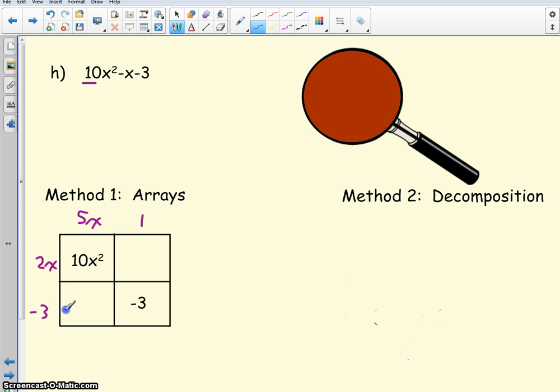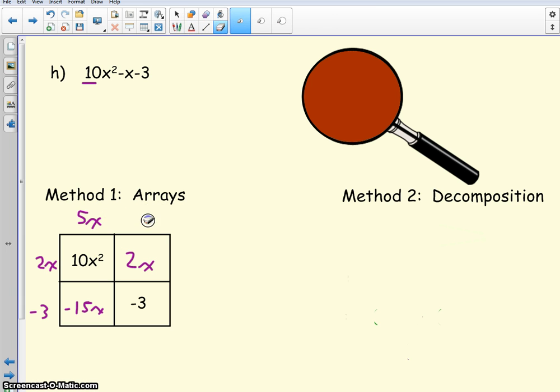So we have 5x times negative 3 gives me negative 15x. Okay, and 2x times 1 gives me 2x. So I put these together, add them together. Oh, I get negative 13x here, which is not what I have here. So this isn't right. So it might mean you try a different combination here, maybe putting the negative 3 up here, the 1 down here, or a different combination for instead of 5x and 2x, I could try 10x and 1x. So a little bit of trial and error here.